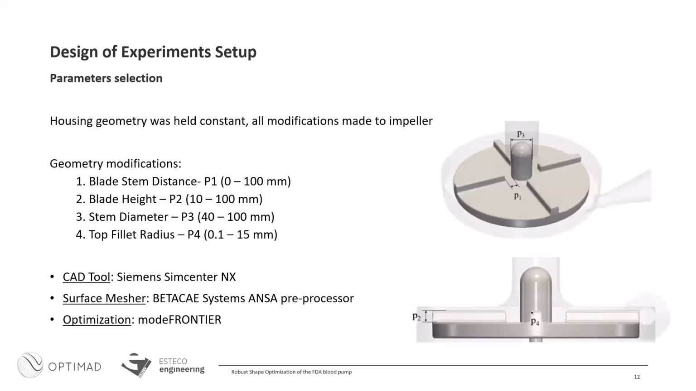So let's move to the optimization part, starting from the design of experiments analysis and the selection of the parameters. We took the housing geometry as constant, and we chose 4 parameters: the blade stem distance, P1, the blade height, P2, the stem diameter, P3, and the top fillet radius, P4. We chose these parameters because they can affect both efficiency and hemolysis.